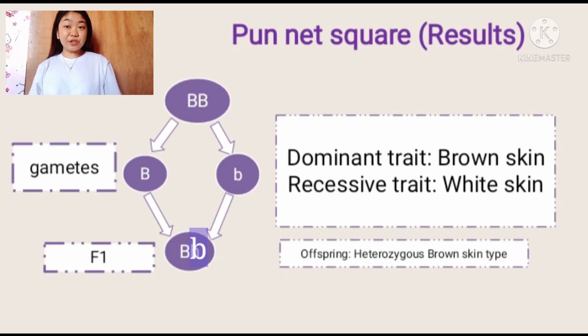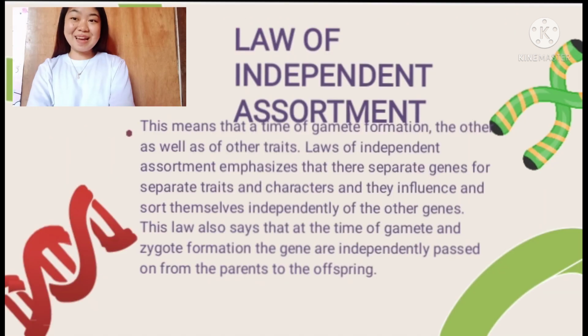So, in the given, the dominant is brown skin, represented by a capital letter B, and the recessive is white skin, represented by a small letter b. Francis is homozygous brown skin, and Giselle is also homozygous, but Giselle has white skin. Each homozygous parent produces only one kind of gamete, so the F1 offspring is heterozygous brown skin color. Now, let's proceed to the law of independent assortment.